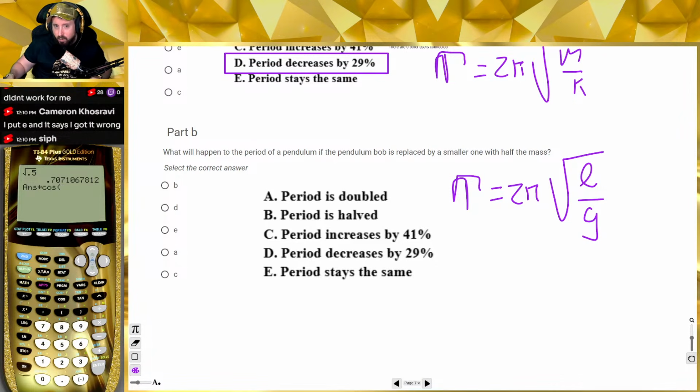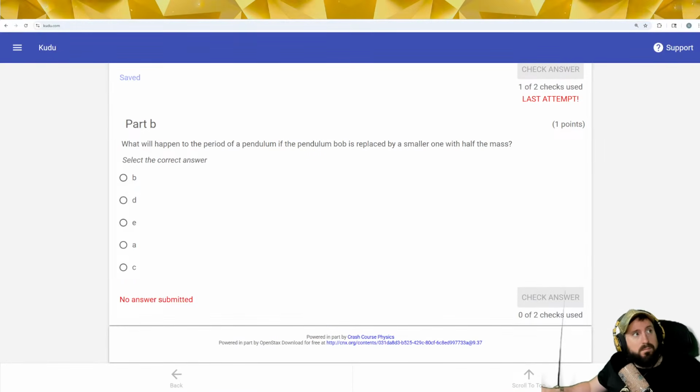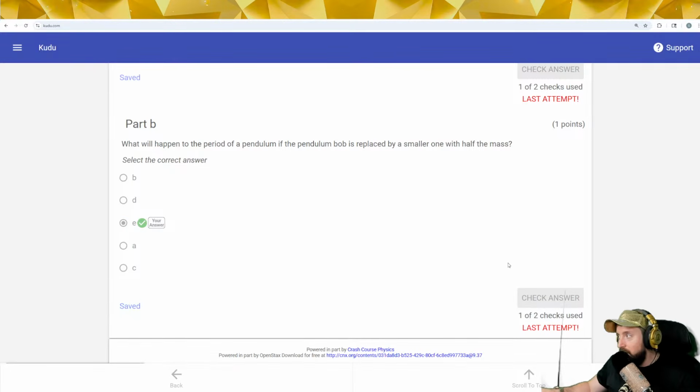Yes, okay. And then what will happen to the period of the pendulum if the same mass? This one should stay the same. Yes, this one should stay the same. Go to E. Okay, cool. So I was right. I'm just reading things wrong. Nice. Okay, cool.